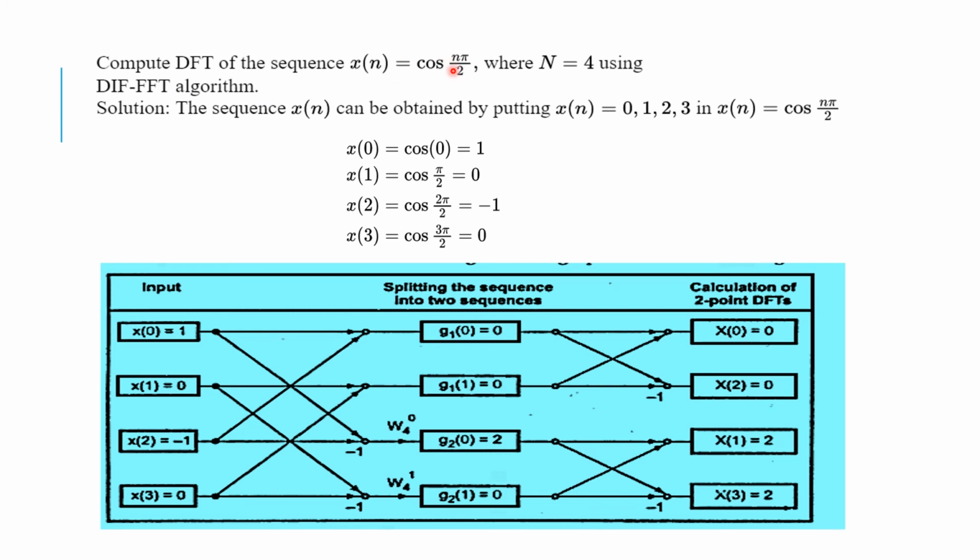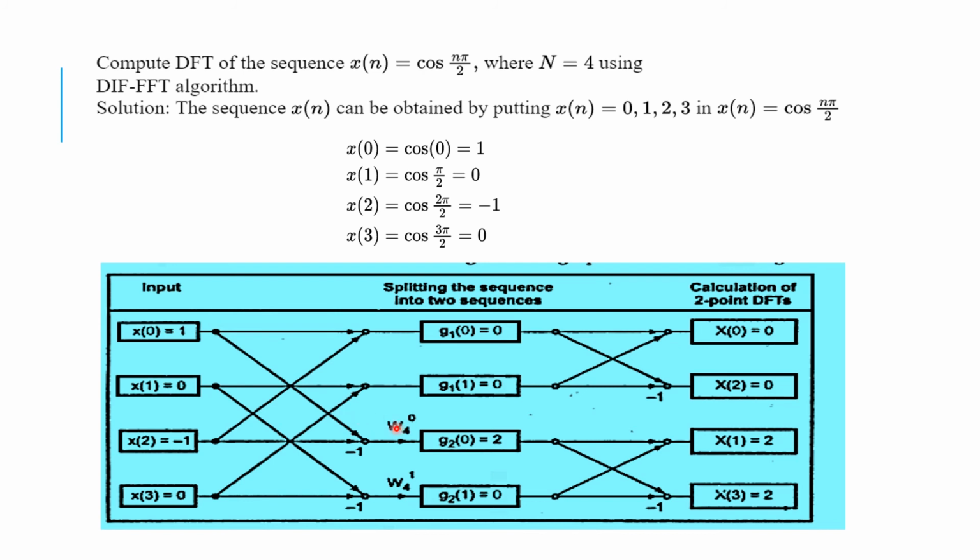Now they have given cos n pi by 2, but they have not specified the values, right? So in that case, N equal to 4 in the sense n takes the value 0, 1, 2, 3, right? So substitute n equal to 0, 1, 2 and 3 in this sequence. If you substitute, we know the cosine values, right? So calculate those cosine values and find out the values. Now, how the input has to be placed in DIF? Do you remember? It is in normal order. Normal order, bigger butterfly at the starting.